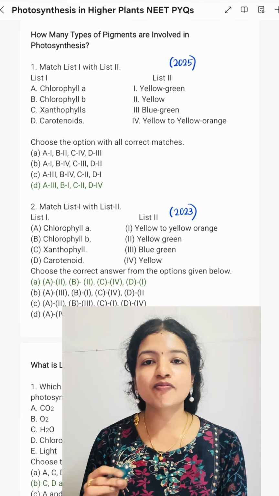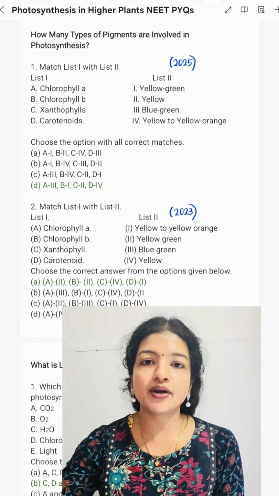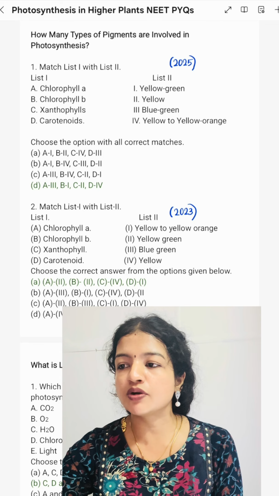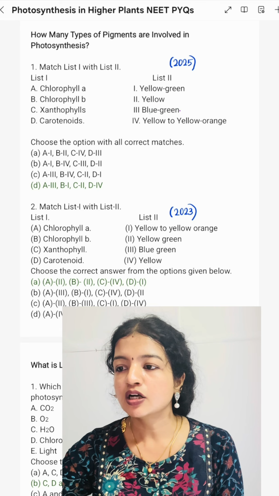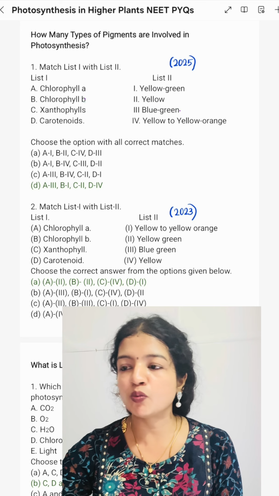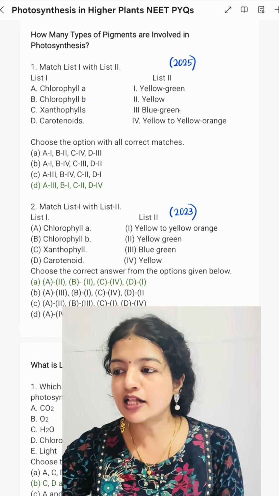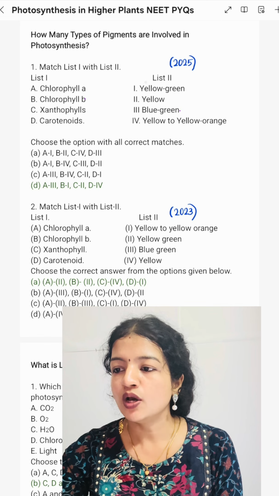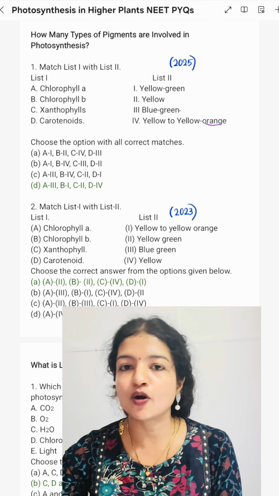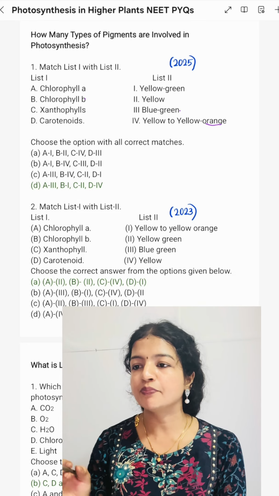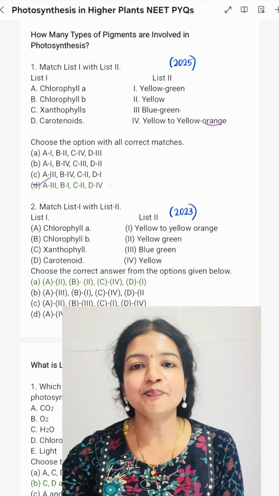Then, how many types of pigments are involved in photosynthesis? Let's see the questions asked from that. In NEET 2025 this question was asked. Match list 1 with list 2. Chlorophyll A, blue green, A3. Chlorophyll B, yellow green, B1. So whenever chlorophyll comes, it has green, remember that. Then xanthophylls yellow, C2. Carotenoids yellow to yellow orange. So if there is orange, it's carotenoids. Carrot orange, remember that. So option D, A3, B1, C2, D4 is the correct answer.